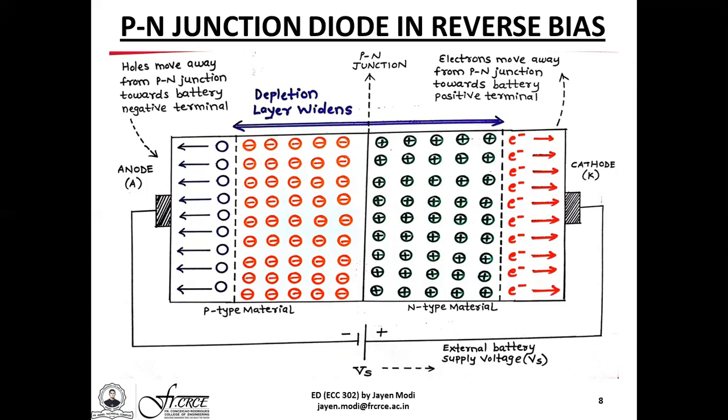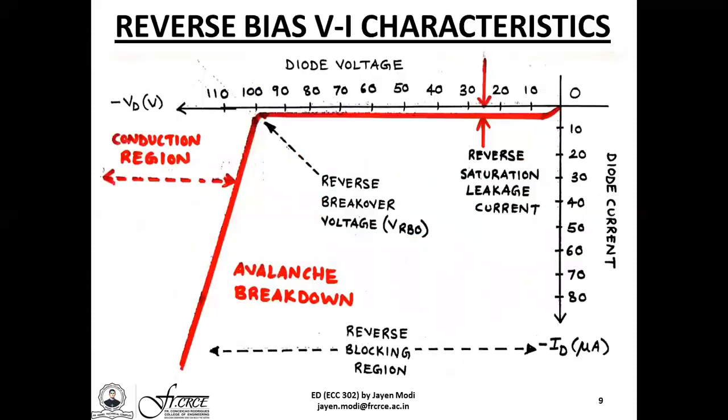This makes it impossible for any current to flow through the device, with the only exception of a very small reverse current, which is due to the thermally generated minority carriers. We have also seen the VI characteristics in the reverse bias mode of operation, in which avalanche breakdown takes place.